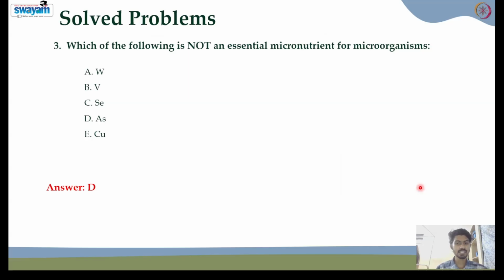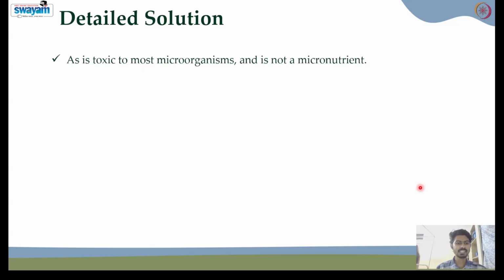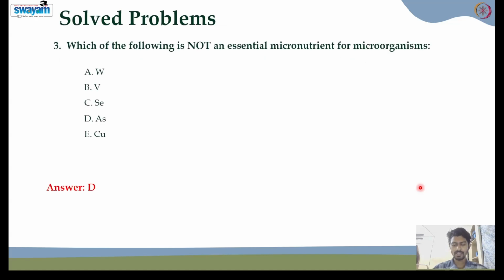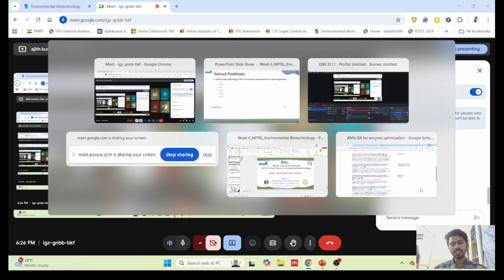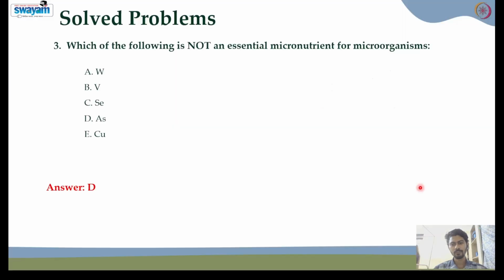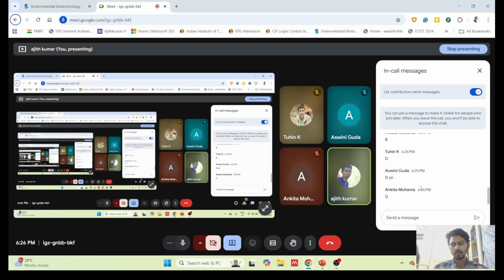Arsenic is not an essential micronutrient as it is toxic to most of the microorganisms. So it doesn't come under micronutrients. And what do we call a micronutrient? Anyone? What is micronutrient? Yes, Steven. Yes, Ankita, it is the correct answer.